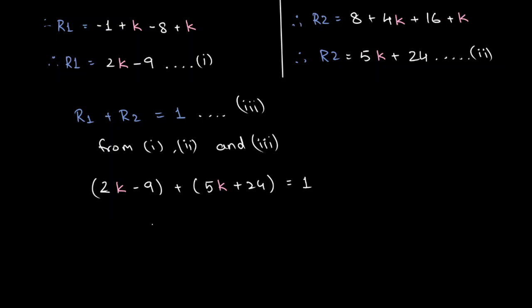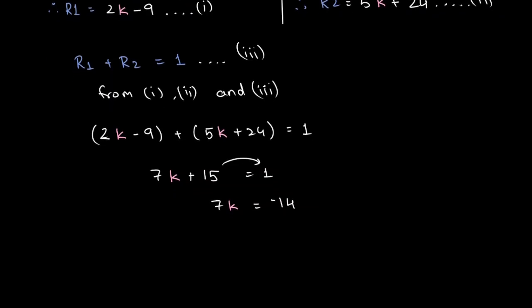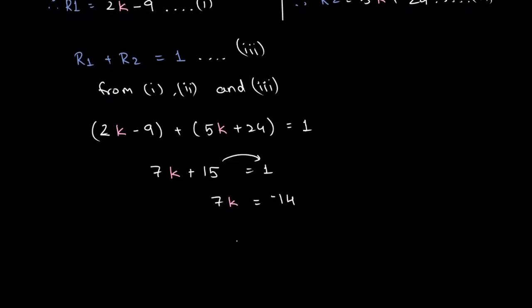So 2k plus 5k will make it 7k. Minus 9 plus 24 will make it plus 15, and this is equal to 1. Plus 15 on the other side becomes minus 15, so 7k will be equal to minus 14, and finally the value of k will be minus 14 upon 7, which is minus 2. This here is my final answer. The value of k is minus 2.